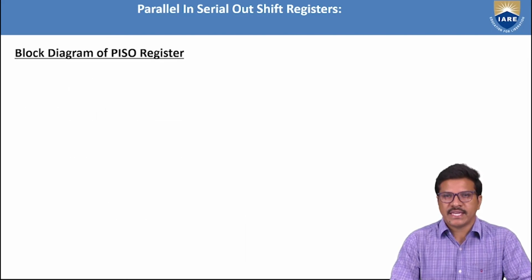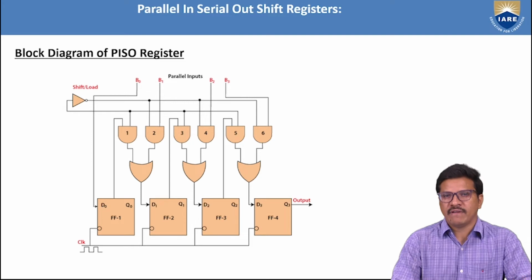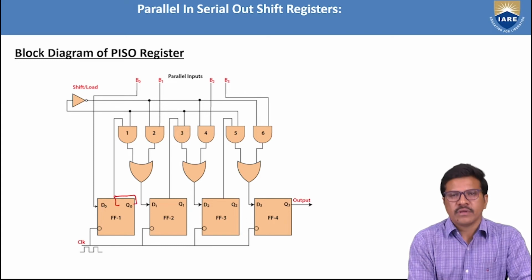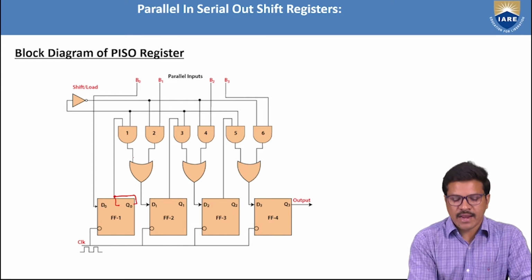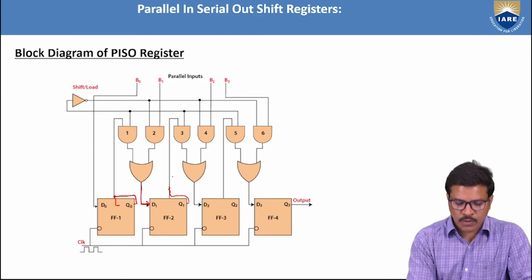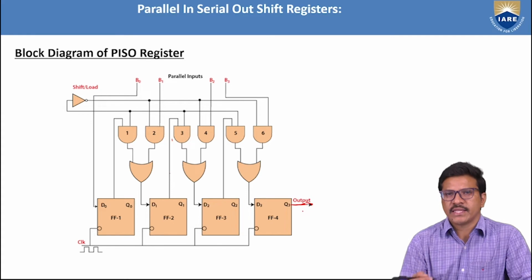Block diagram of the parallel in serial out register. In this diagram we can see 4 flip-flops connected with the clock. The output of the first flip-flop is connected through some combinational network, and then that output is connected to the input of the second flip-flop. And the output of the second flip-flop is connected to a combinational circuit, and the output is fed to the third input. Likewise, we can connect a parallel input and a serial output. So at the final flip-flop, we can connect the serial data.